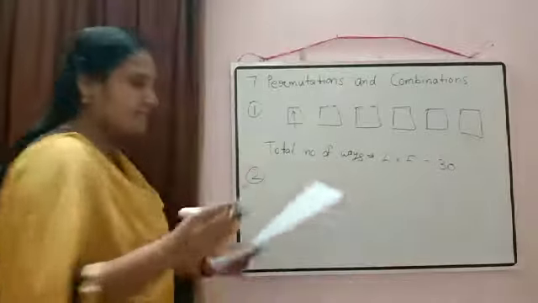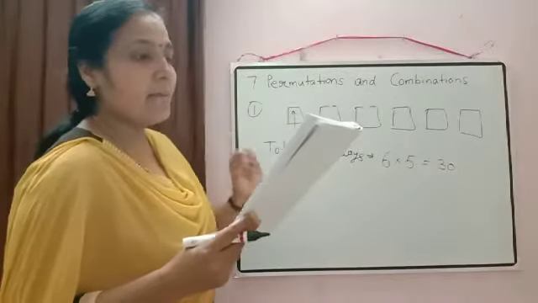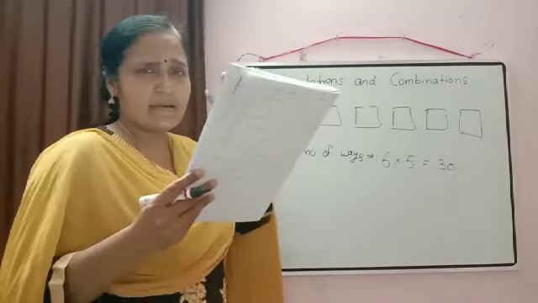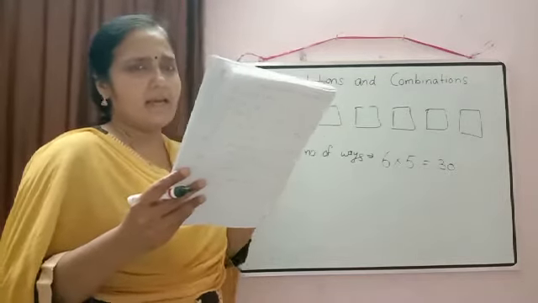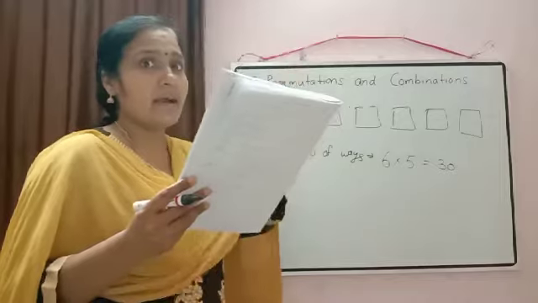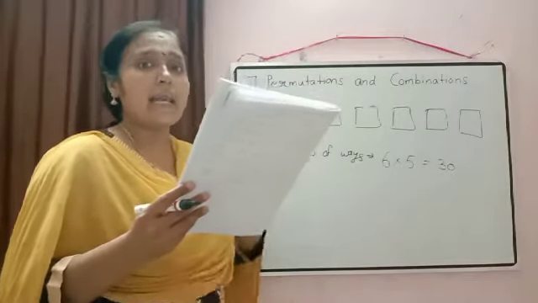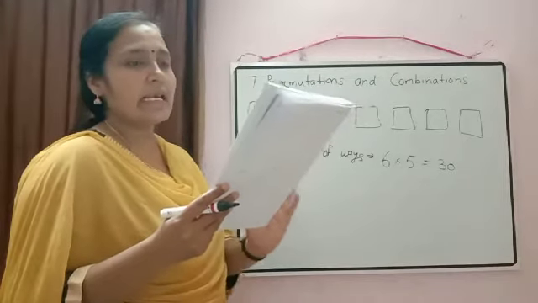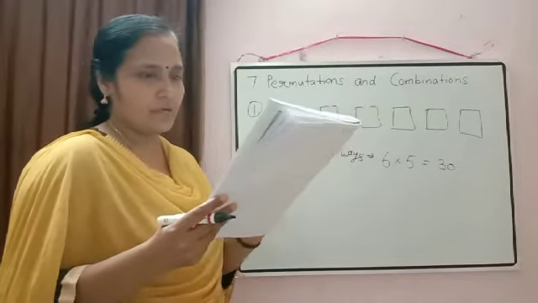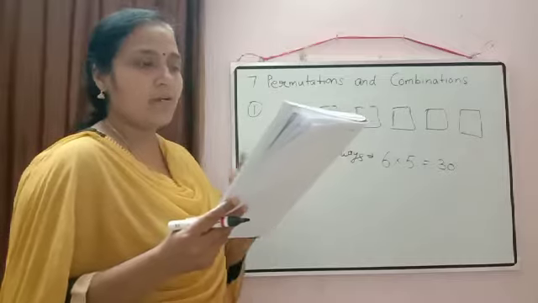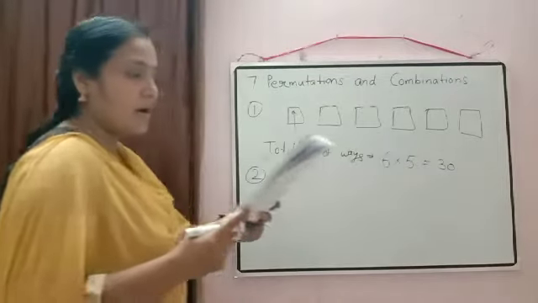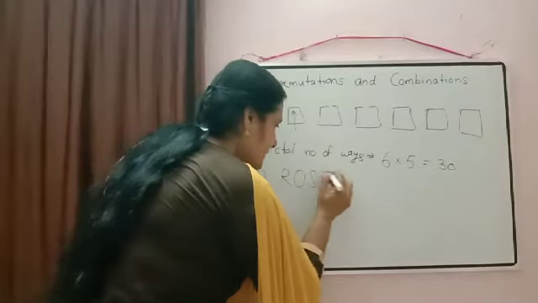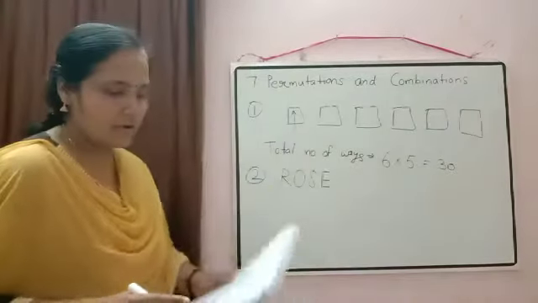Second question is, find the number of 4-letter words with or without meaning. Sometimes the words can be meaningless there. We are not checking the meaning there. We are finding the possible ways of arranging the alphabets. Find the number of 4-letter words with or without meaning which can be formed out of the letters of the word rose. R-O-S-E. We have a word rose.